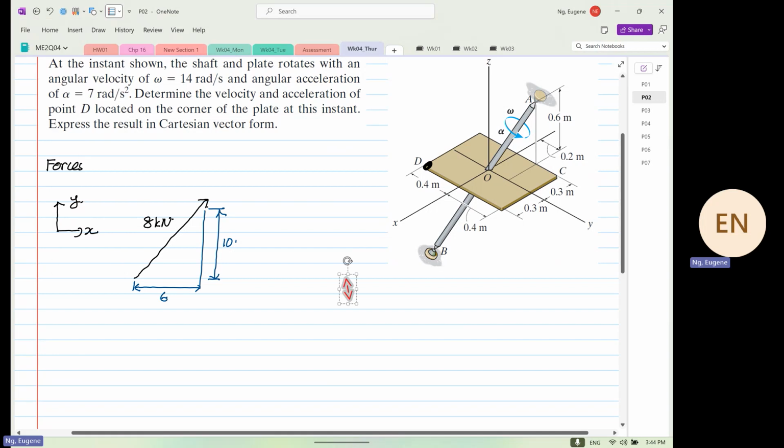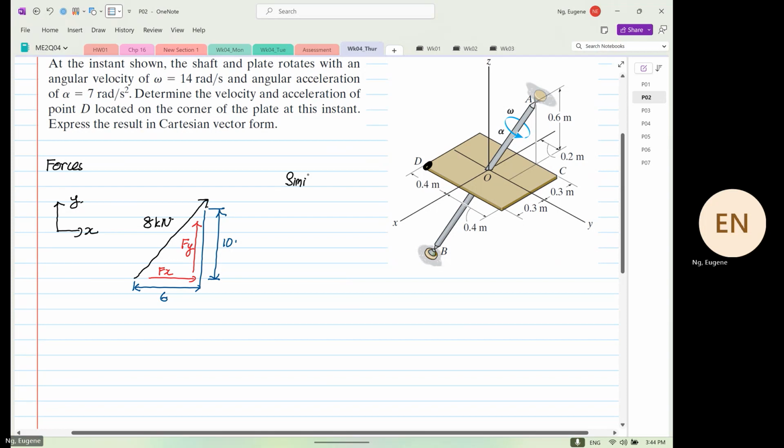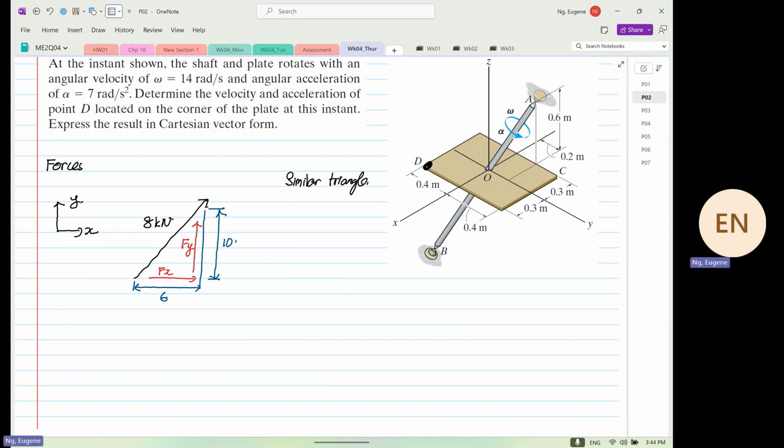If we have to find out what is our Fx and what is our Fy, there are two ways of doing this, yes or no? Did Dr. Koshi go through this already? There are two ways of doing this. One way is to use what we call similar triangles. In fact, both are based on geometry.